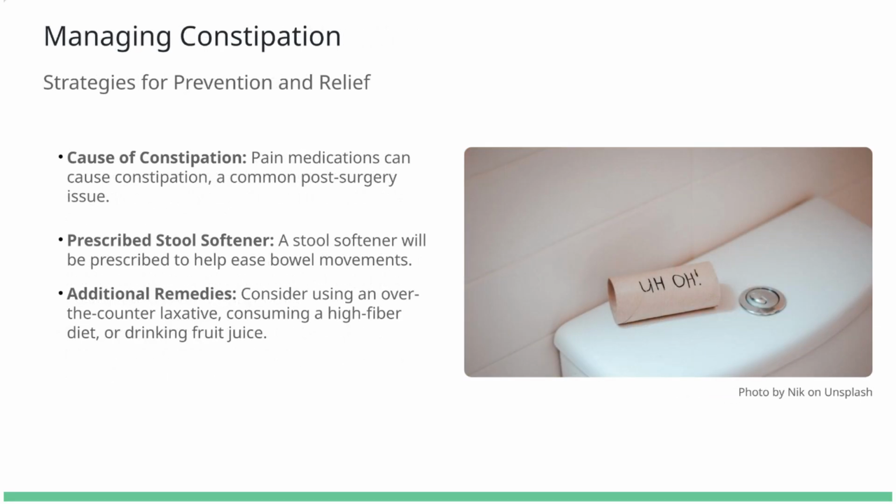Constipation is a common side effect of pain medications often used after surgery. To help manage this, a stool softener will be prescribed to ease bowel movements. Additionally, consider using over-the-counter laxatives, eating a high-fiber diet, and drinking fruit juice to promote regularity. Taking these steps will help minimize discomfort and promote a smoother recovery process.